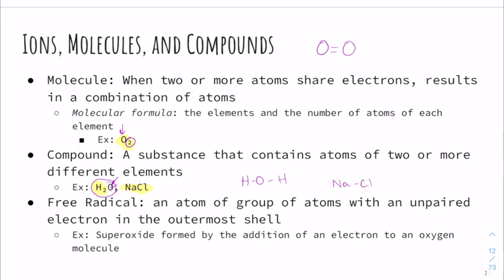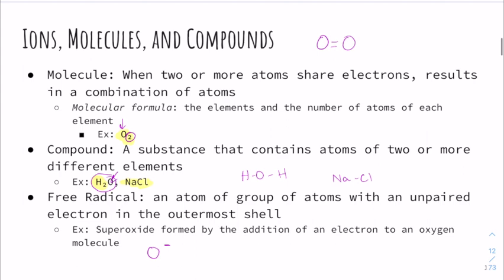A free radical is an atom or group of atoms with an unpaired electron in the outermost shell. So something like superoxide, we have the addition of an electron to an oxygen molecule. So that's a negative. So if we have an oxygen, we add an electron. We have more electrons than protons, so we have a negative. So what we call this, technically it's a free radical, and its formal name is superoxide.